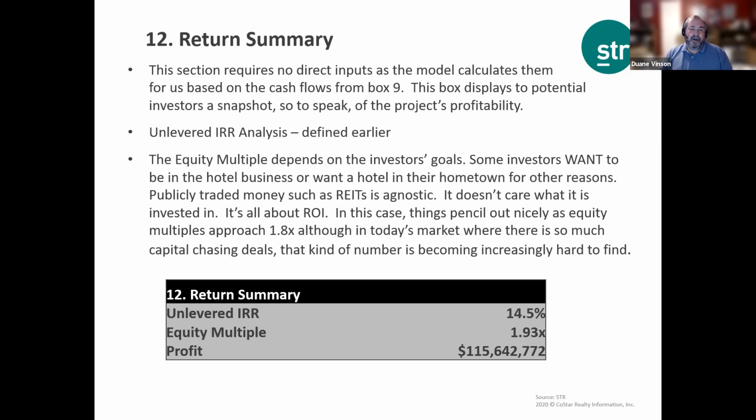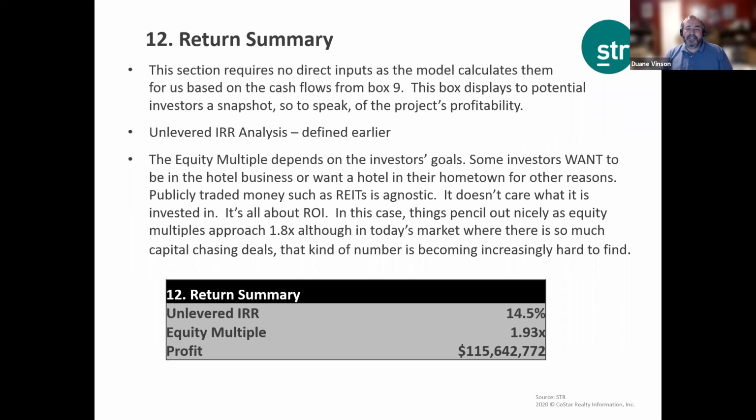The unlevered IRR, which we talked about earlier, and the equity multiple, that depends upon the investor's goals. So some investors want to be in the hotel business or want a hotel maybe for some other reason. Publicly traded companies such as REITs, real estate investment trusts, are agnostic. They don't care as long as they're making a profit. They don't care what is being invested in. It's all about that return on investment.